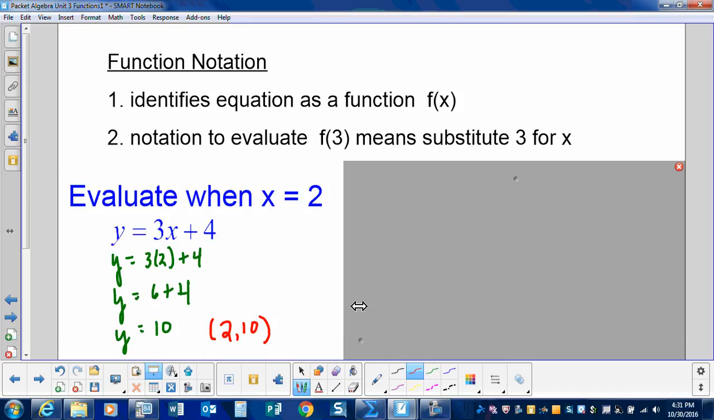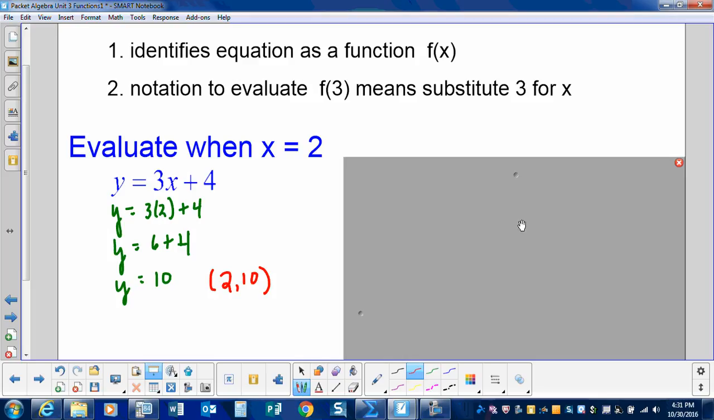So what we've been doing is we've been given situations such as this. Evaluate when x equals 2, y equals 3x plus 4. So when we have a situation like this, we know we just substitute 2 in for x and we get 10. And then we know the solution is 10, or the point (2, 10) is on the graph.